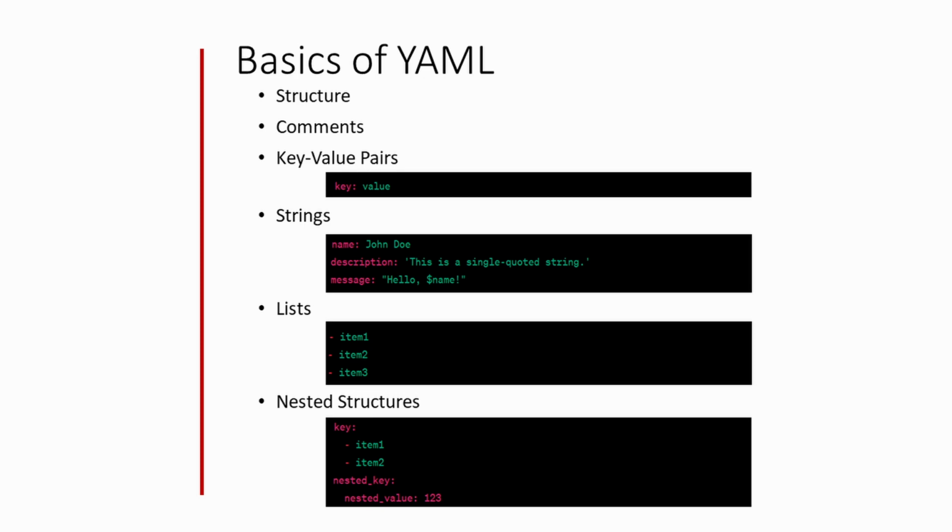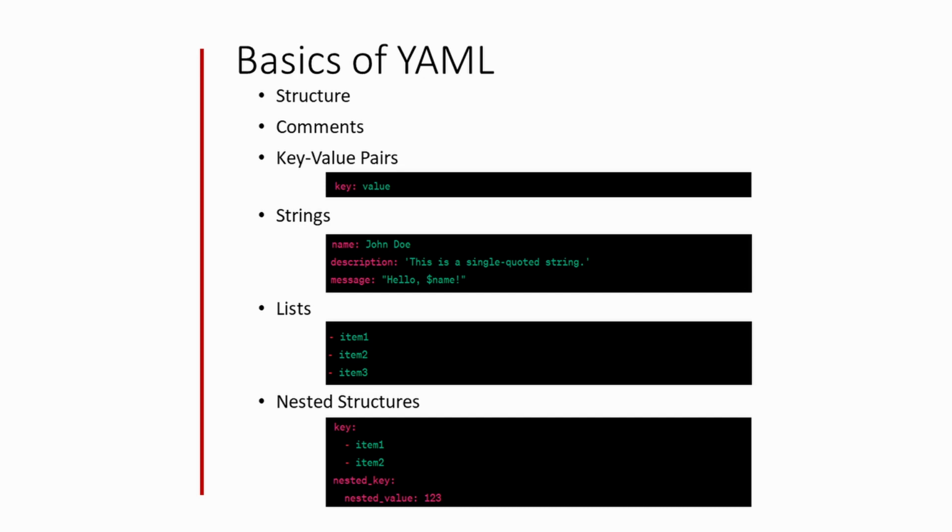List. Lists are represented using a hyphen followed by a space to indicate individual items in the list. Lists can contain any combination of values including other lists or key value pairs. Nested structure. YAML supports nesting of lists and key value pairs to create complex data structures. Indentation is used to represent the nesting.